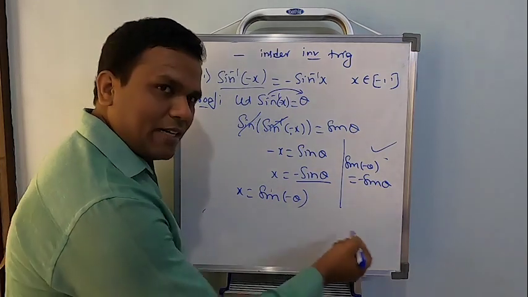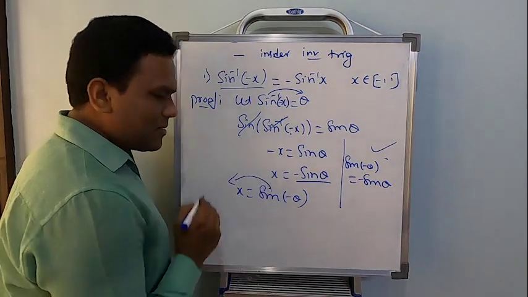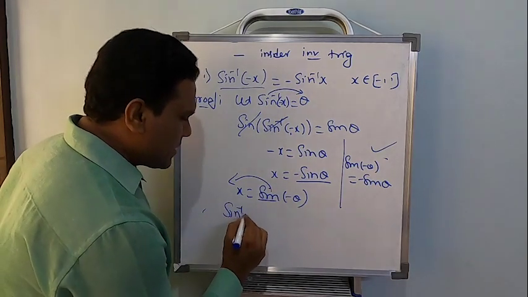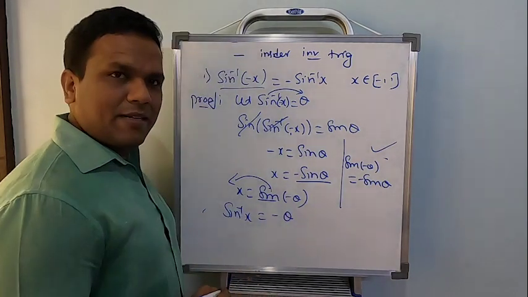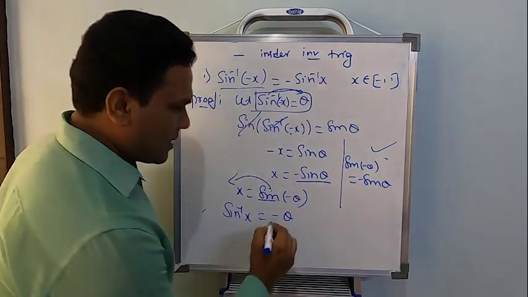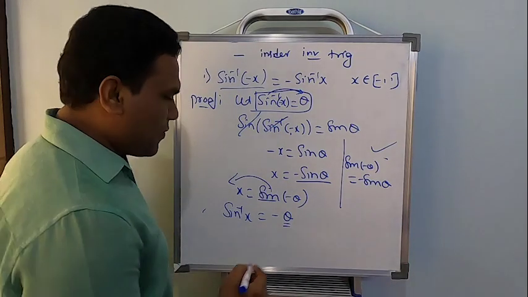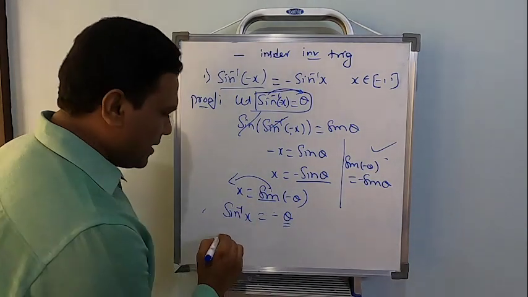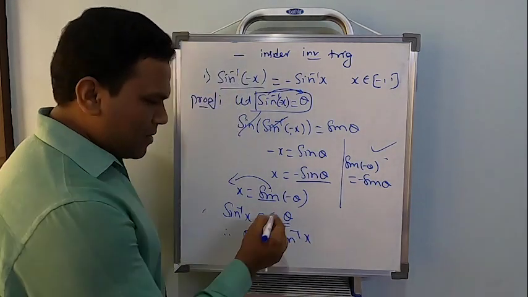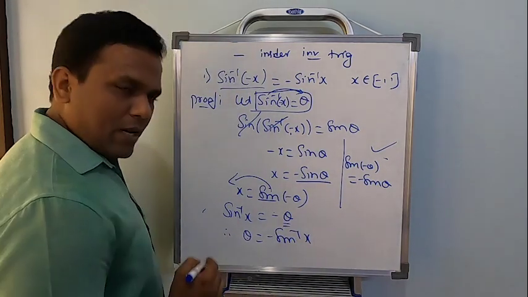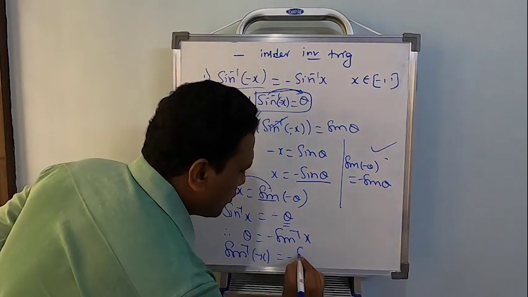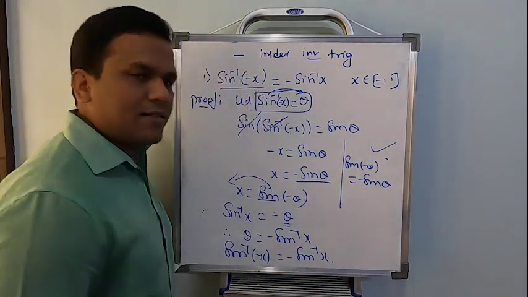Actually, the correct way is to say apply sine inverse on both sides. But still, let us remember this easily. I am shifting only the sine. So this will become sine inverse x, and this is minus theta. What is theta value? Theta value is sine inverse of minus x. That I am going to substitute here. Before that, multiply the minus on both sides. So therefore, theta equal to minus sine inverse x. Last step is to replace theta. The value of theta is sine inverse of minus x equal to minus sine inverse x.